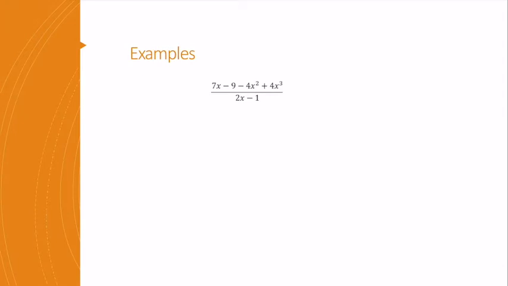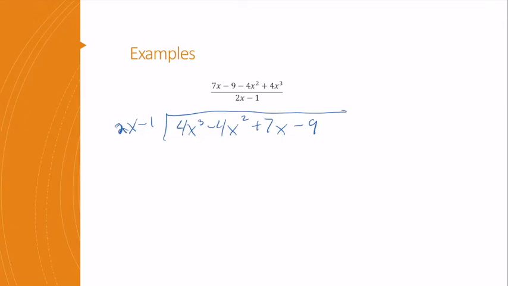Okay, now I have 7x minus 9 minus 4x squared plus 4x cubed, all divided by 2x plus 1. Now this should make you feel kind of cringy, that numerator, like ugh. And the reason is because our polynomial is not arranged in descending power of terms. So we got to rewrite this guy. Now we are ready to divide.